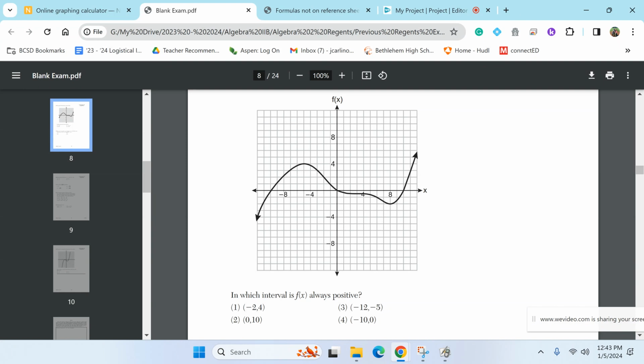Good. When I first read this too, Grant, I thought of increase. It's not increasing. Where is it positive?